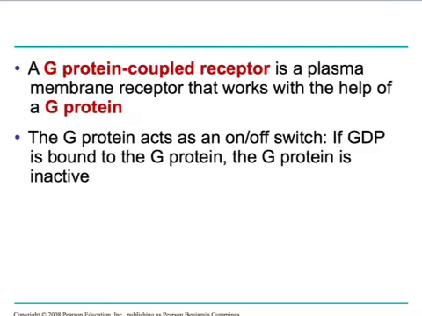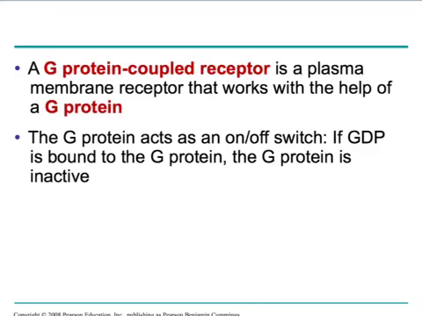Okay, so a G protein coupled receptor is going to be found on your plasma membrane, so it's a plasma membrane receptor, and it works with the help of a G protein. So it's just a type of protein called a G protein. The G protein is going to be the molecule that's actually starting your signal. So it behaves like an on or off switch.